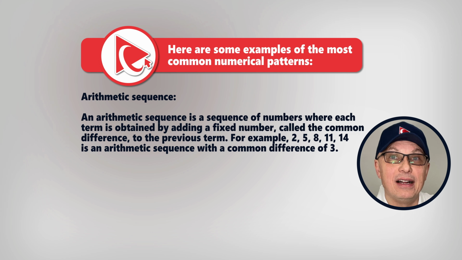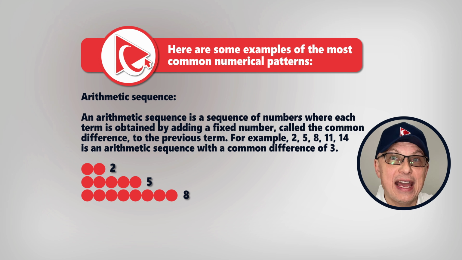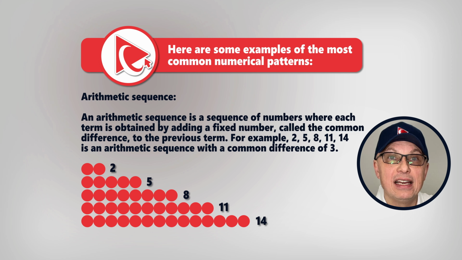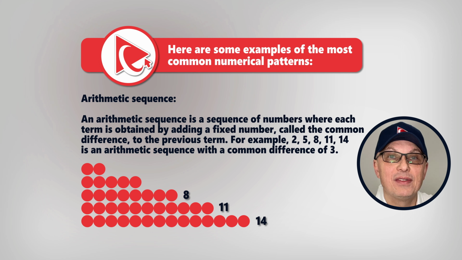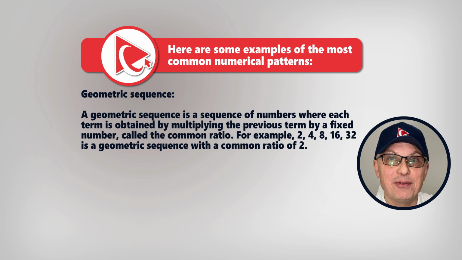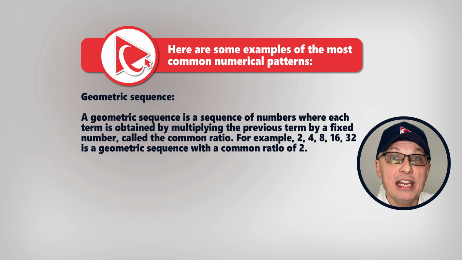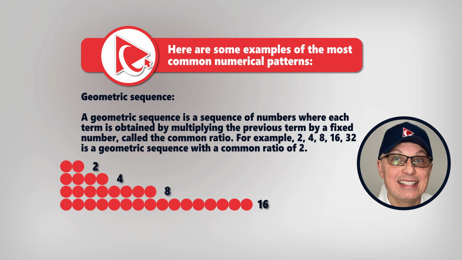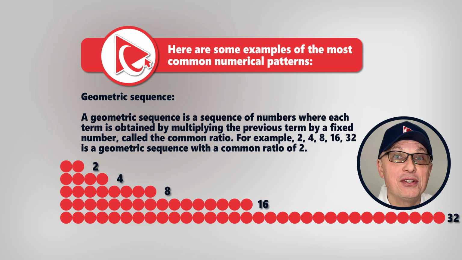For example, numbers 2, 5, 8, 11, 14 represent an arithmetic sequence with a common difference of 3. Number 2 on the list would be a geometric sequence. A geometric sequence is a sequence of numbers where each term is obtained by multiplying the previous term by a fixed number called a common ratio. Let's look at the example. Numbers 2, 4, 8, 16, and 32 represent a geometric sequence with a common ratio of 2.